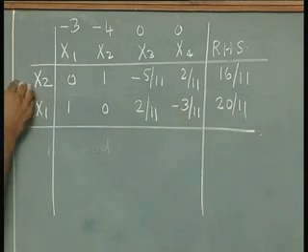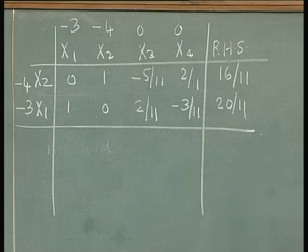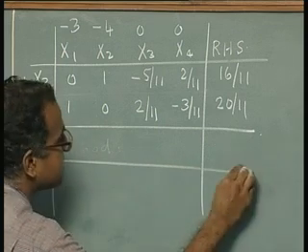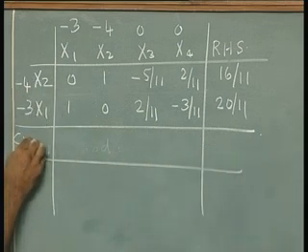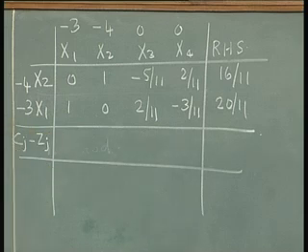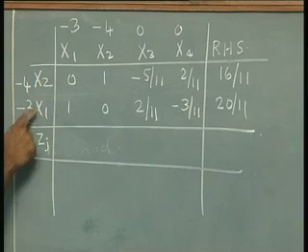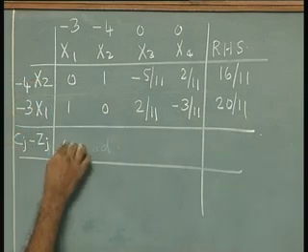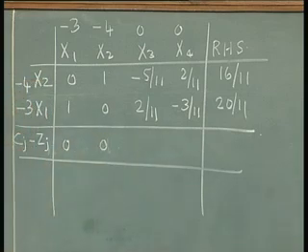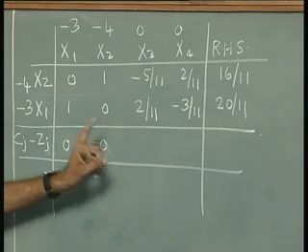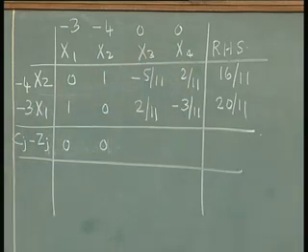The coefficients are minus 4 and minus 3 respectively. Now we compute the values of Cj minus Zj. The values for x1 and x2, being basic, would give us all zeros. We need to compute the Cj minus Zj only for x3 and x4.